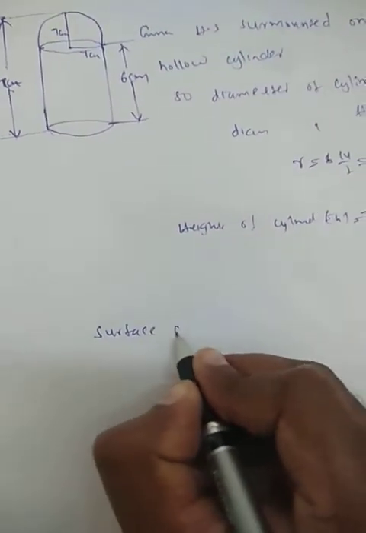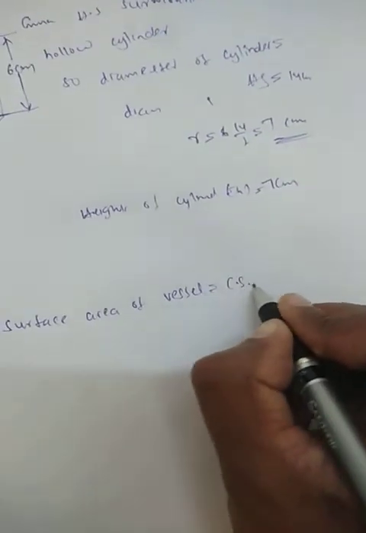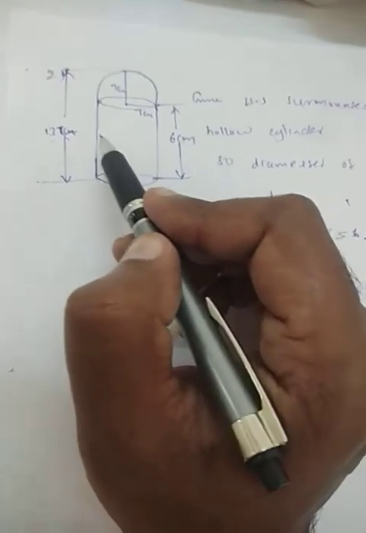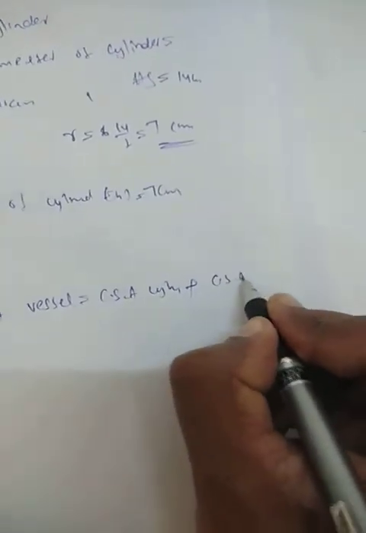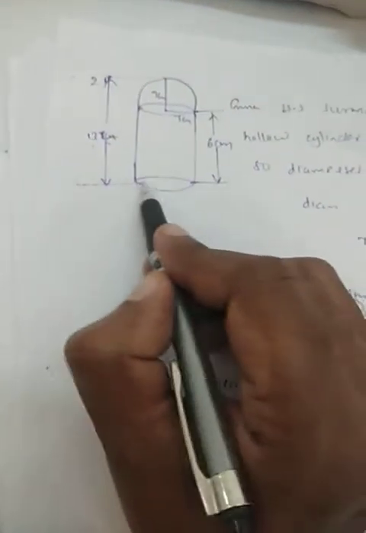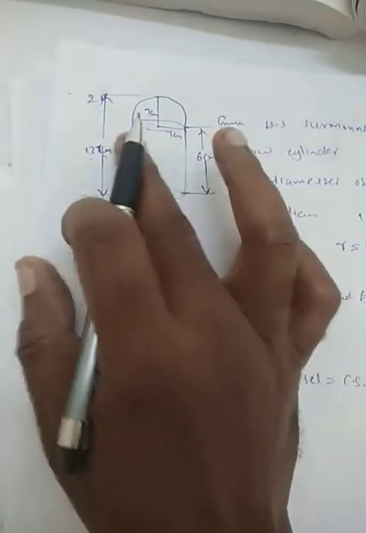Surface area of the vessel is equal to the inner curved surface area of the cylinder plus the curved surface area of the hemisphere. So find the inner surface area of this. This is the inner surface. Obviously it is a bowl, it should be open on this side, so we won't get this space. So the curved surface area of the cylinder plus the curved surface area of the hemisphere is our required one.